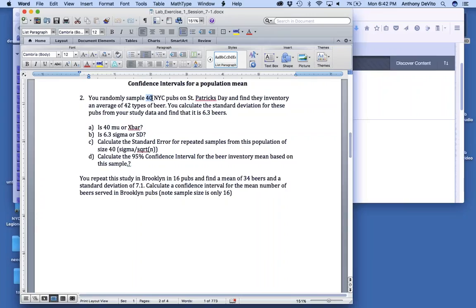Do we know the population standard deviation for all bars in New York City? No, we don't. So the only thing we can do here is estimate the population standard deviation, sigma, from the standard deviation of our sample. Turns out it's 6.3.